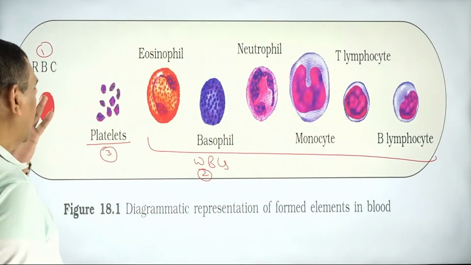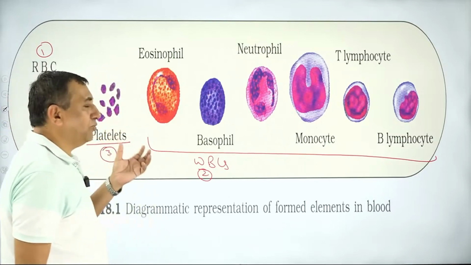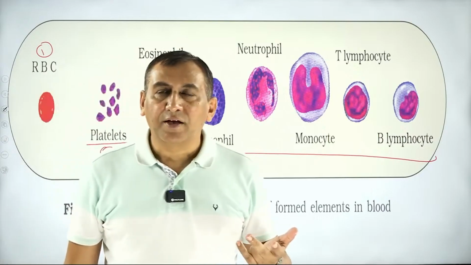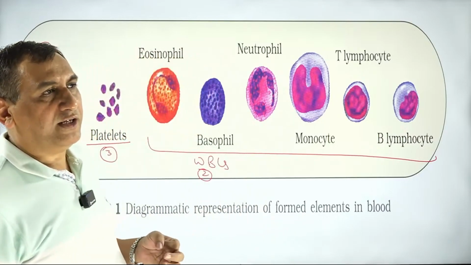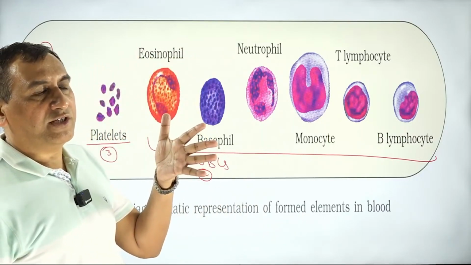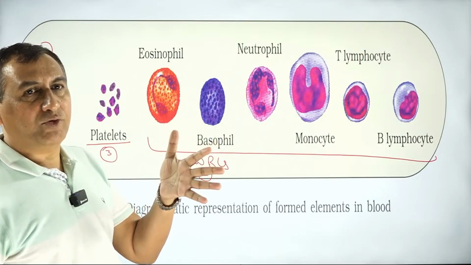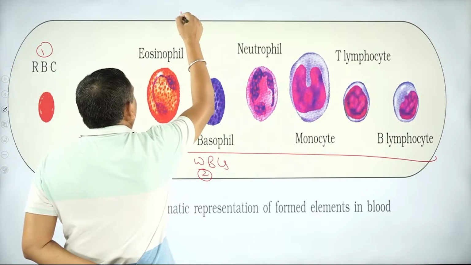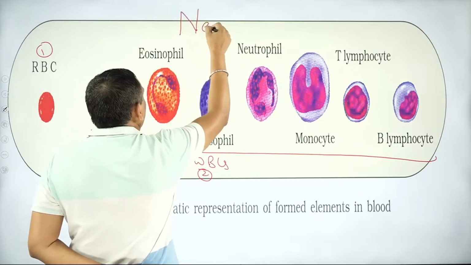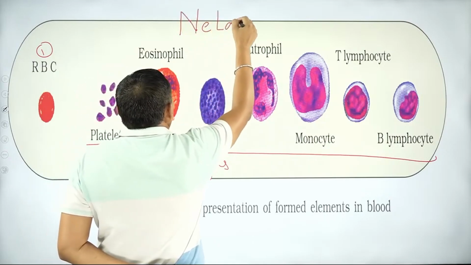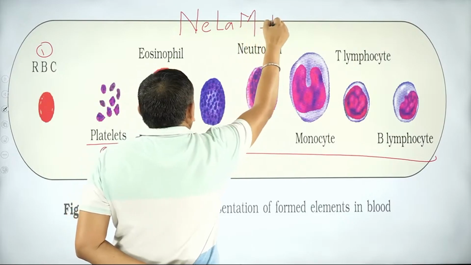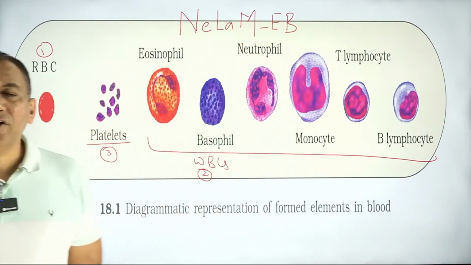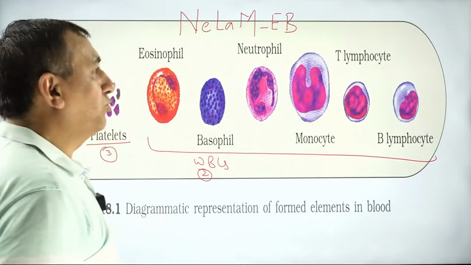Okay. Now in WBCs, there are 5 types of WBC. How many types of WBCs are there? 5 types of WBCs are there. How to remember their name? You have to remember the name with the help of a short form. Neelam EB. You can remember like this. This is the short form to remember the name of the WBC.